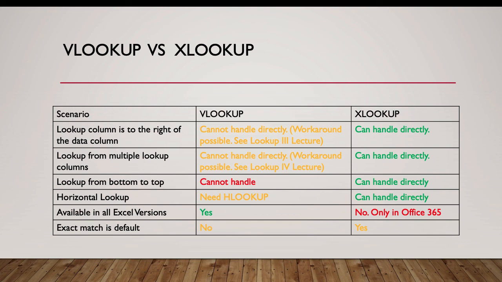The next one is a very big one, and that has to do with availability of the functions. VLOOKUP is available in all Excel versions. However, XLOOKUP is only available in Office 365. The last one is regarding exact matches. Again, this is also not a deal breaker because you have both options in both cases, but this is just about which one is the default. In VLOOKUP, approximate match is the default, whereas in XLOOKUP, exact match is the default. However, in both cases, you can change this by using some of the arguments properly.